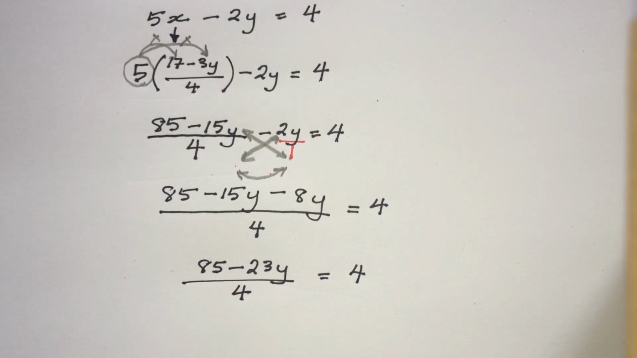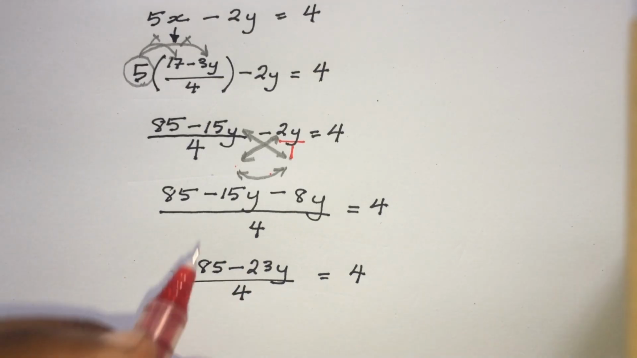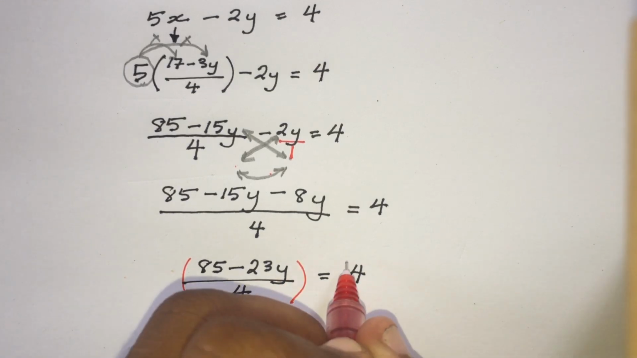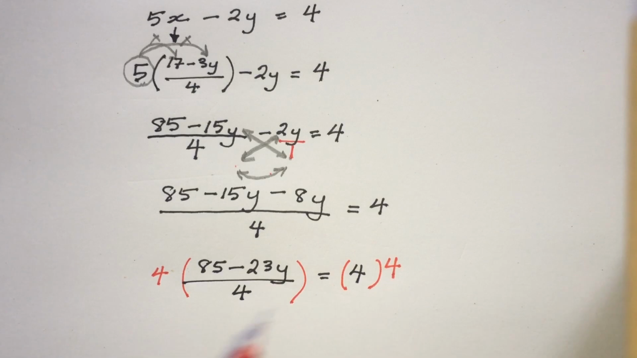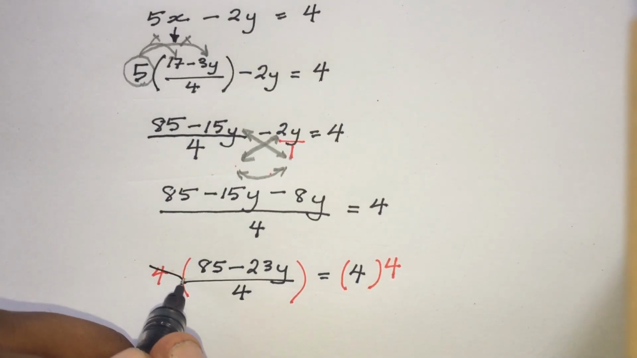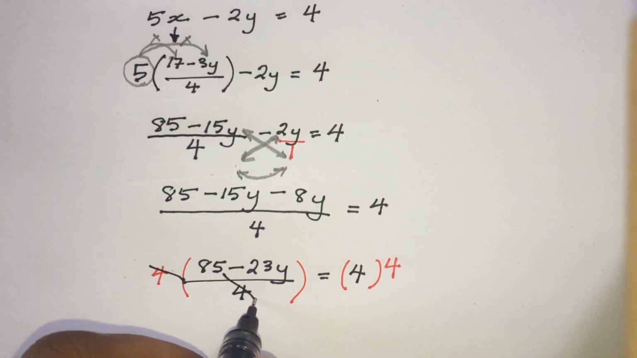So we need to solve for y. First thing we have to do is get rid of this divide by 4. So we're going to have to multiply both sides by 4 to get rid of that denominator. Look what that does. This multiply by 4 cancels this divide by 4.